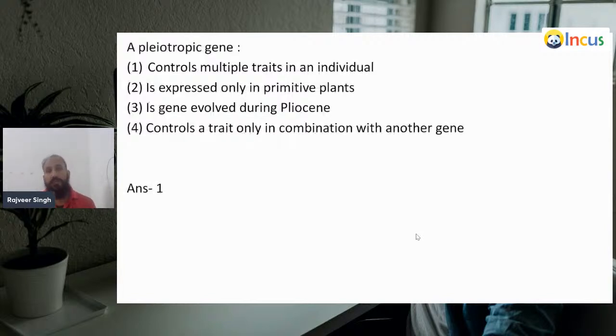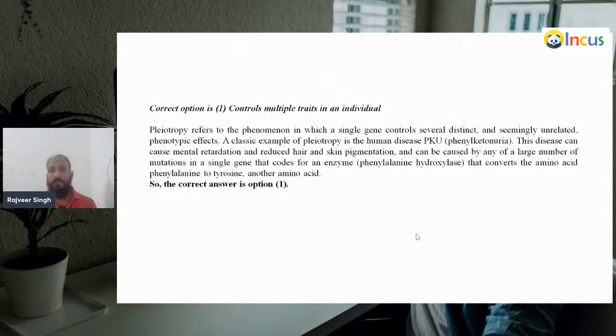Next, the pleiotropic gene. Does it control multiple traits in an individual, is it expressed only in a primitive plant, is the gene involved evolved during Paleocene, or does it control traits only in recombination with another gene? So the answer will be the first: it controls multiple traits in an individual. As I told you, this question just repeats in another form.